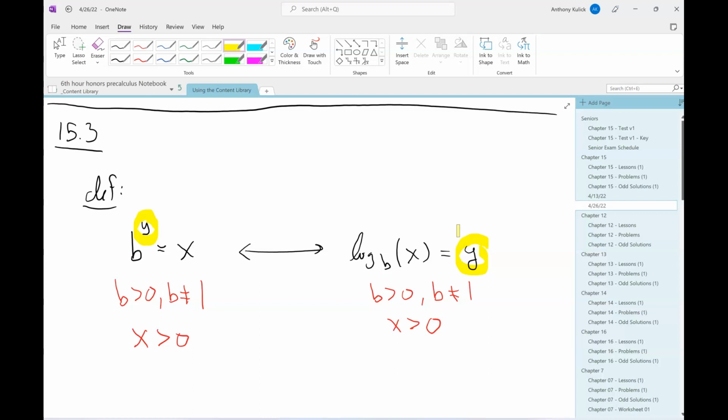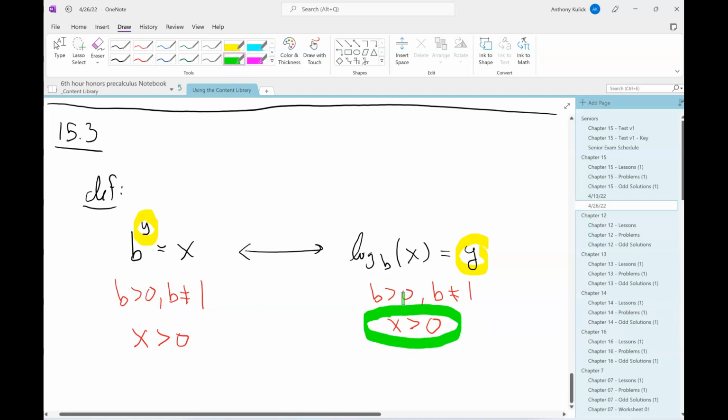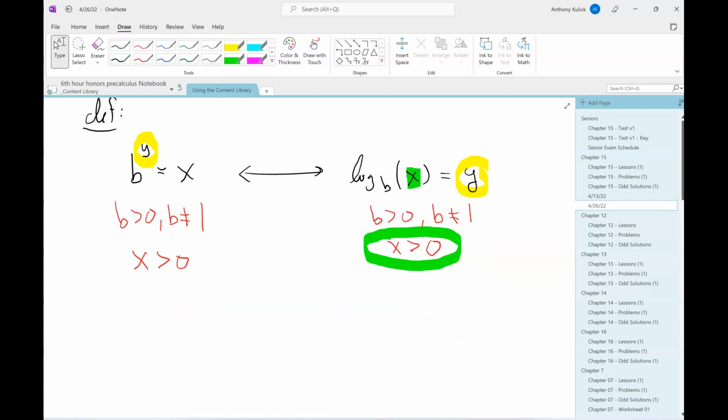Okay with that? The big takeaway here, though, is that the x has to be positive. We cannot take the logarithm of a non-positive number. So log of 0 is undefined. Log of a negative number is undefined. That becomes super important as we get into solving logarithmic equations and using logarithms to solve equations. That's a little bit in the future, but I just want to make sure I hammer that pretty good here because it's an important piece.